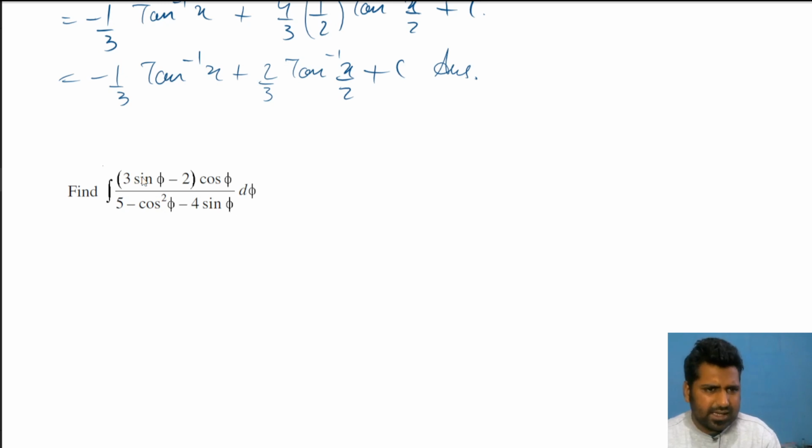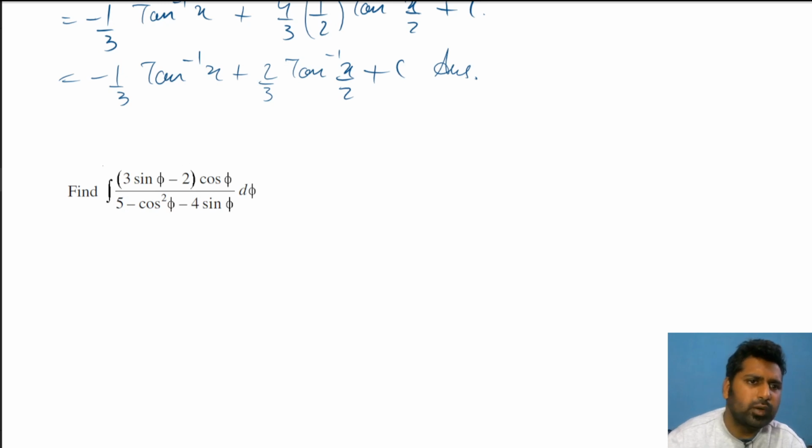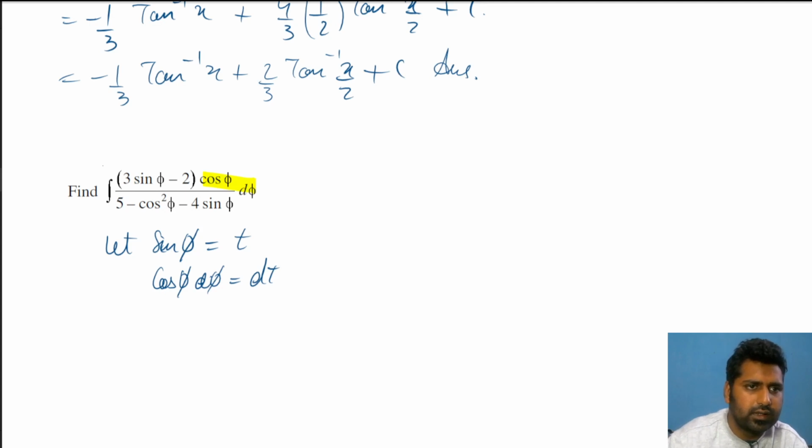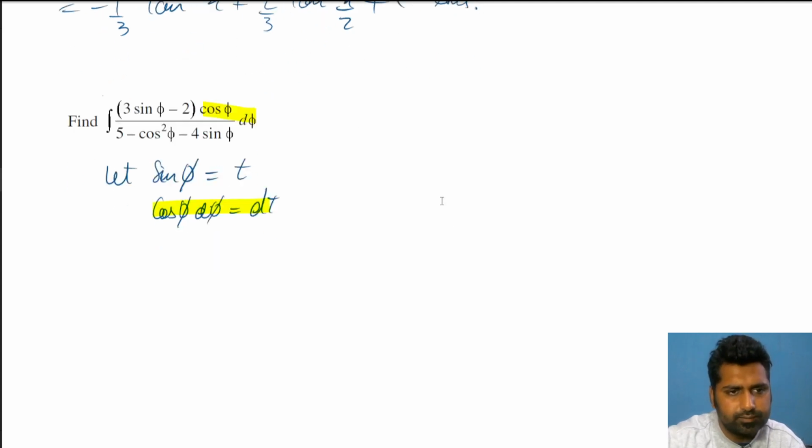The moment I see this, I see 3 sine phi minus 2, 5 minus cos square phi, 4 sine phi. Denominator is also complicated, numerator is also there. Sine and cos both are present. But if we look at the simplest term, that is cos phi d phi, that gives me the idea that I should take sine phi as some substitution t. Then differentiation of this is cos phi d phi, that's present here, dt. So this is the substitution we need, so let's use it.